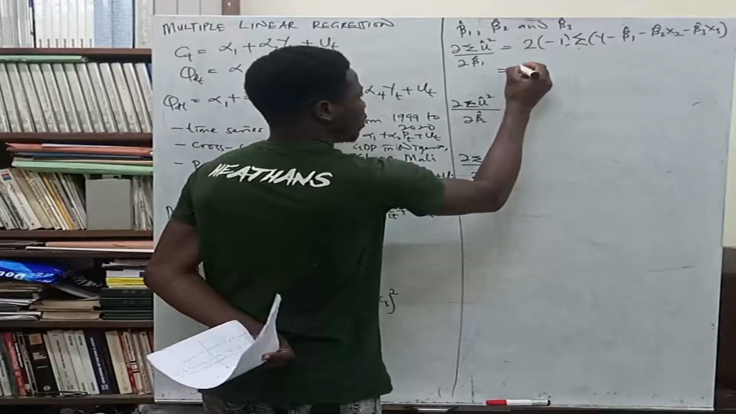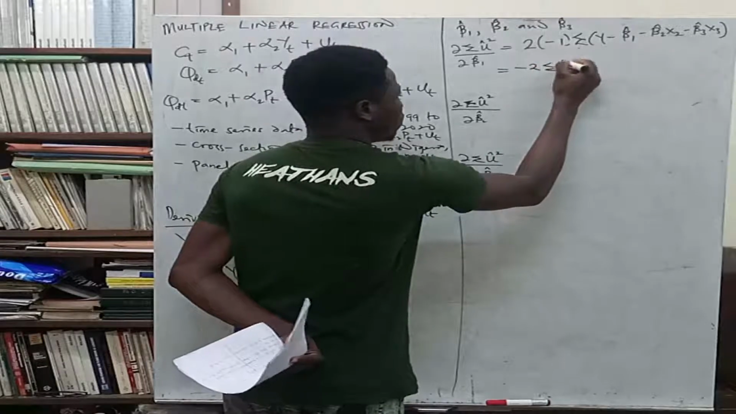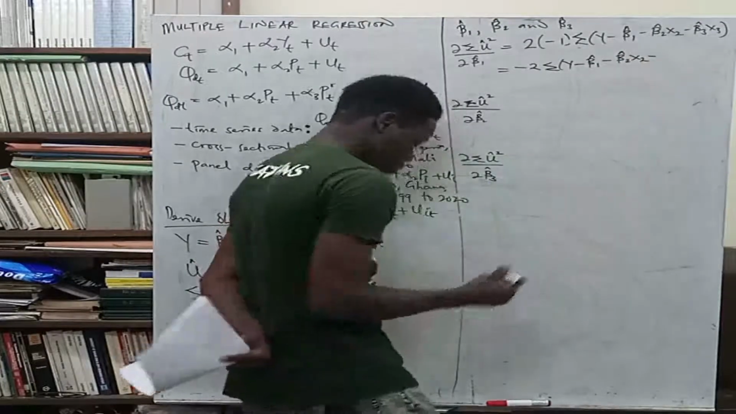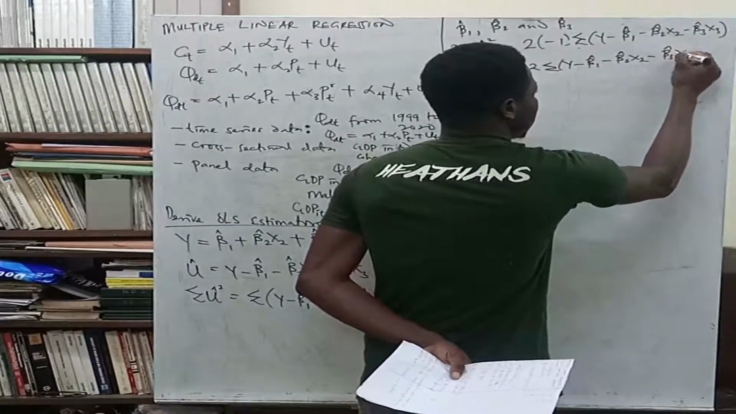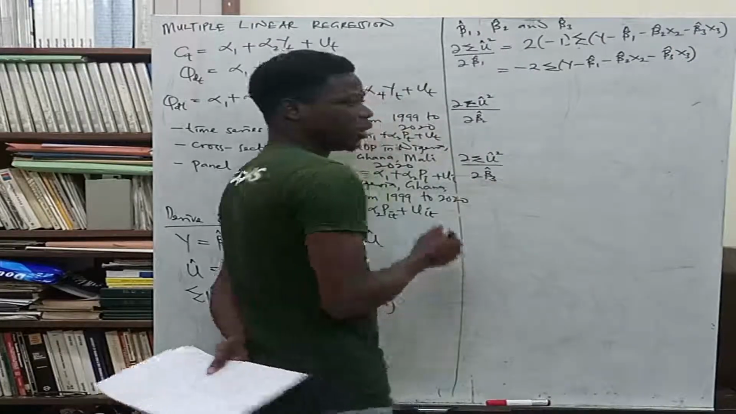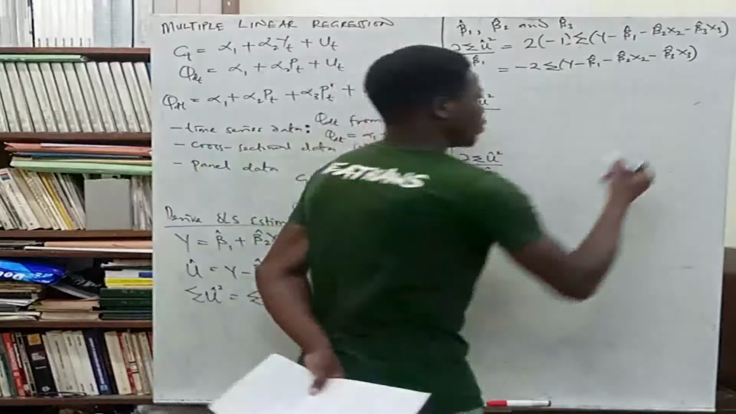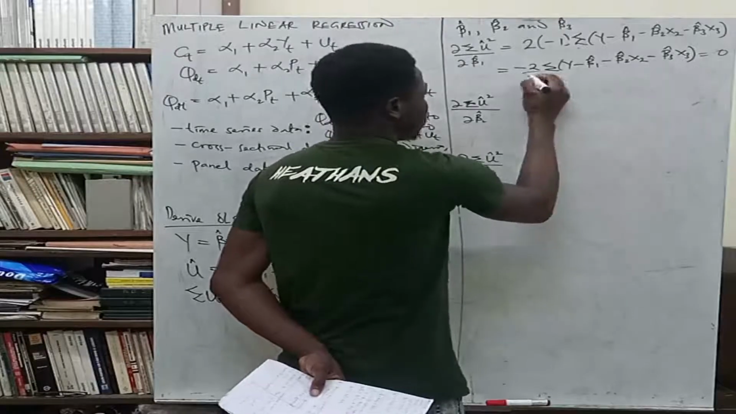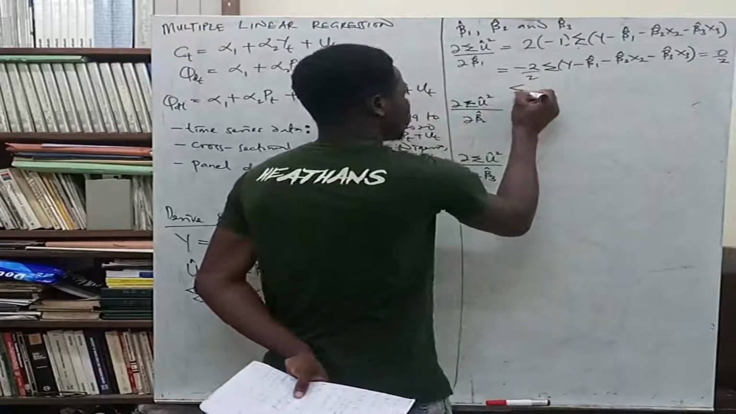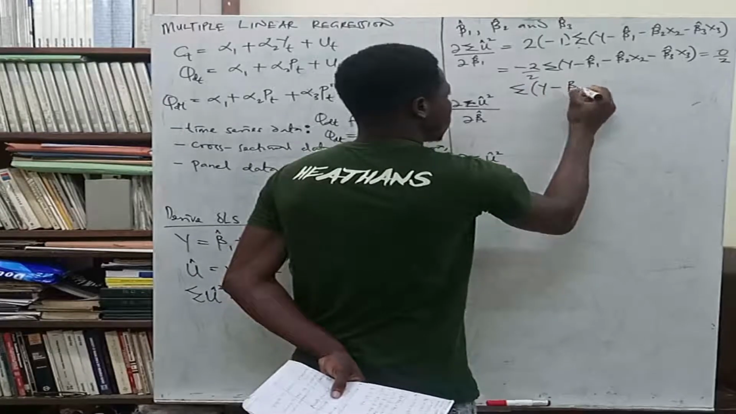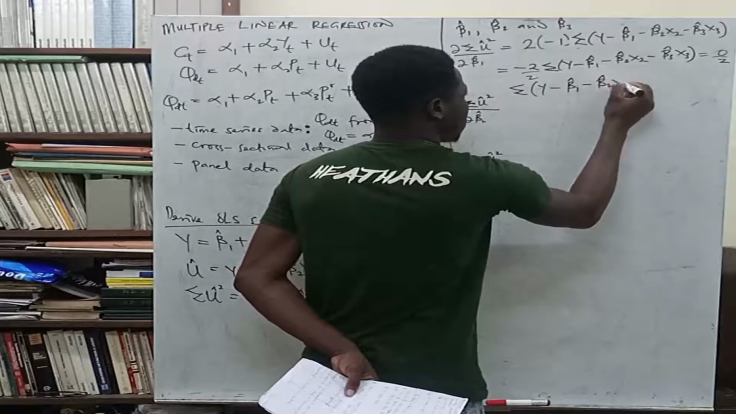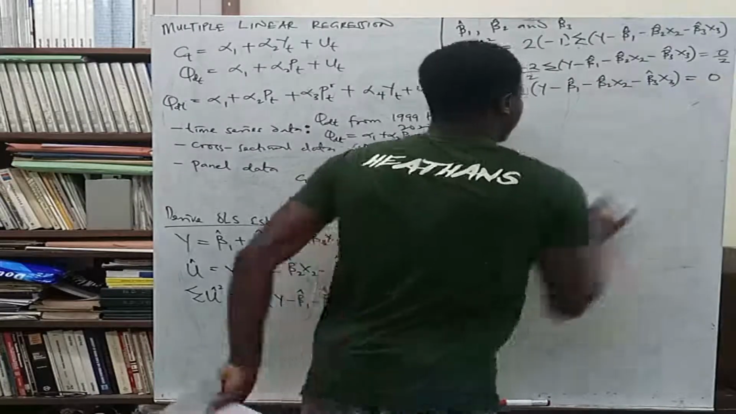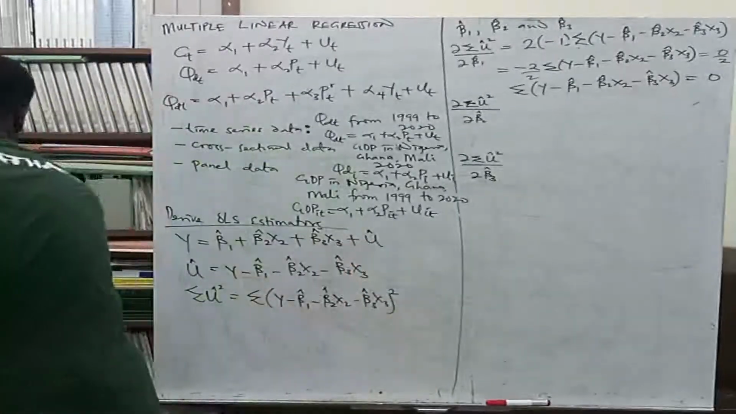So let's write this out. We have minus 2 summation y minus beta 1 minus beta 2 x2 minus beta 3 x3. Then we know our first derivative is always equal to 0. That's the first order condition. So when we divide this by this, we are left with summation y minus beta 1 minus beta 2 x2 minus beta 3 x3 equals 0. That's for the first one.